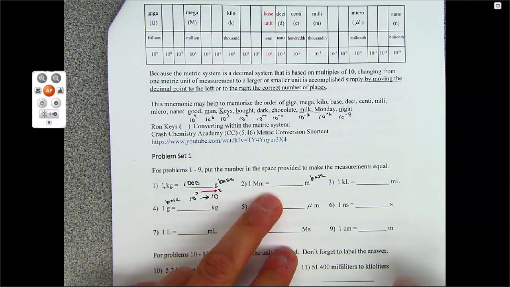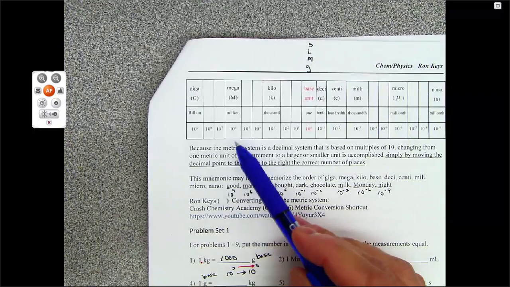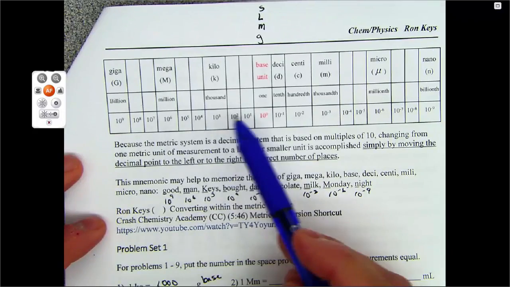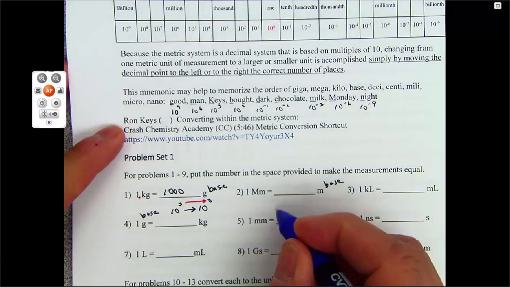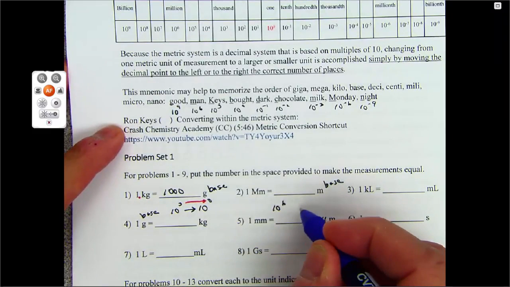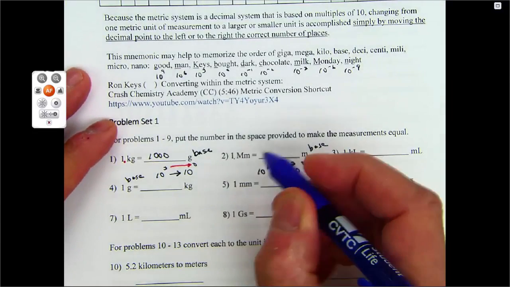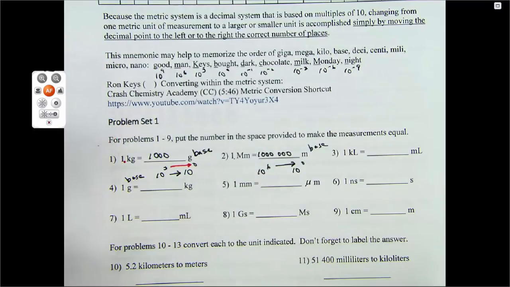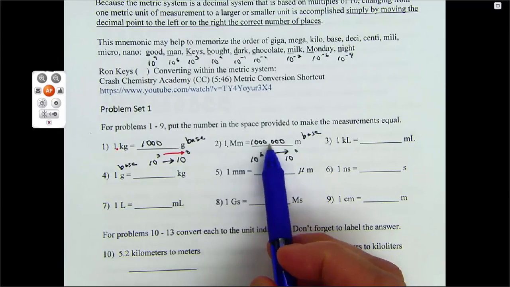And number 2, megameters to meters. Mega is here, 10 to the 6th. We want to get to a base, again, because it's a single letter. So 10 to the 6th to 10 to the 0, we're going to go 6 to the right. If we take this 6 to the right, we're going to get 1 million. And you'll see that I'll tend to gap every 3.